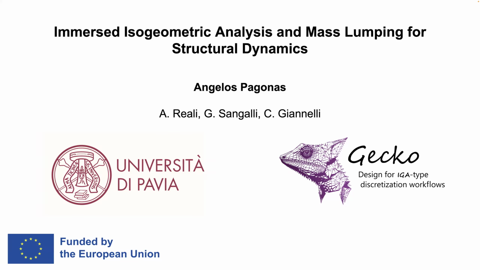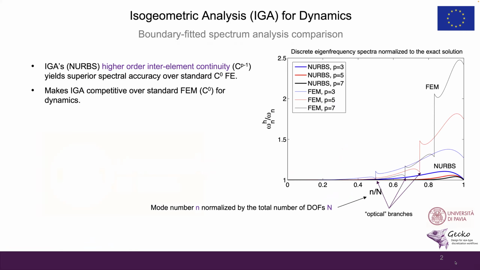My research is focused on immersed isogeometric analysis and mass lumping for structural dynamics. Starting from the boundary-fitted approach, we present the spectrum comparison between isogeometric analysis, or IGA as we call it, and standard finite element method. As we can see by plotting the discrete eigenfrequencies normalized to the exact solution for the whole spectrum, IGA has superior spectral accuracy due to its higher order inter-element continuity compared to standard finite elements limited to C0 continuity. That makes IGA competitive for dynamics.